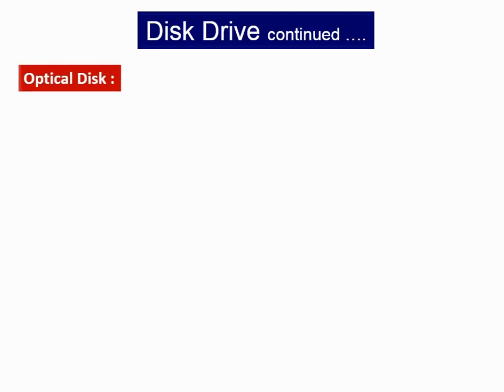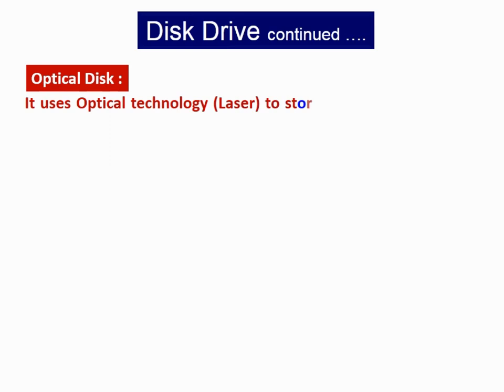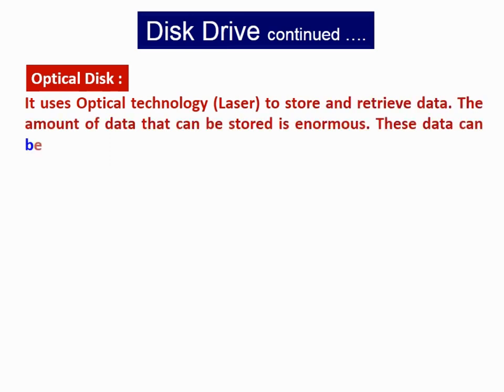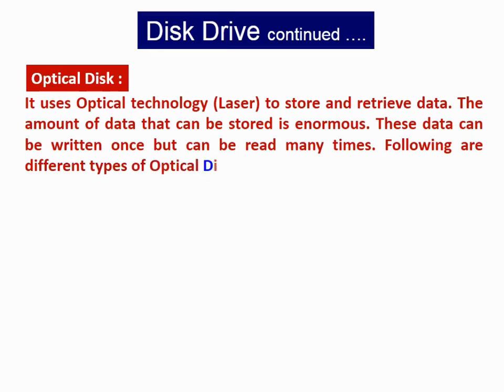that is the optical disk. Now what is an optical disk? It uses optical technology, which is called laser rays. I think you must be aware of laser rays, which are high quality rays, and these are used for storing and reading the data. The amount of data that can be stored is enormous. These data can be written once but can be read many times. This is a little problem we have here: we can write the data once only, but we can read it as many times as we want.